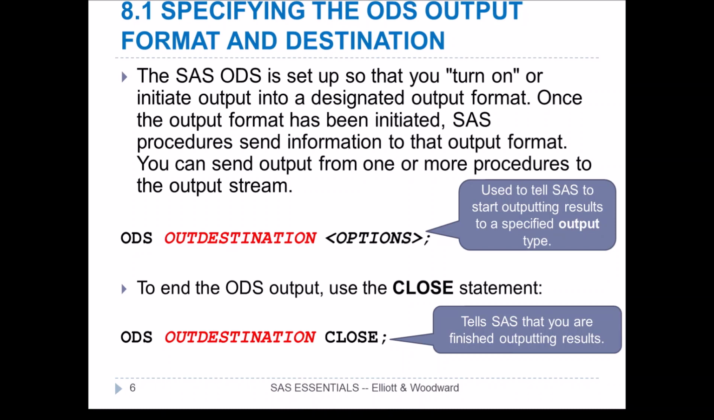ODS and then output destination, that's a name that we're going to look at in just a second, and then possibly some options. So that initiates the output to that destination. And then you can use as many procedures as you want to. When you're finished outputting to that destination, you use a similar command, but this time ODS output destination and then the word close, semicolon.